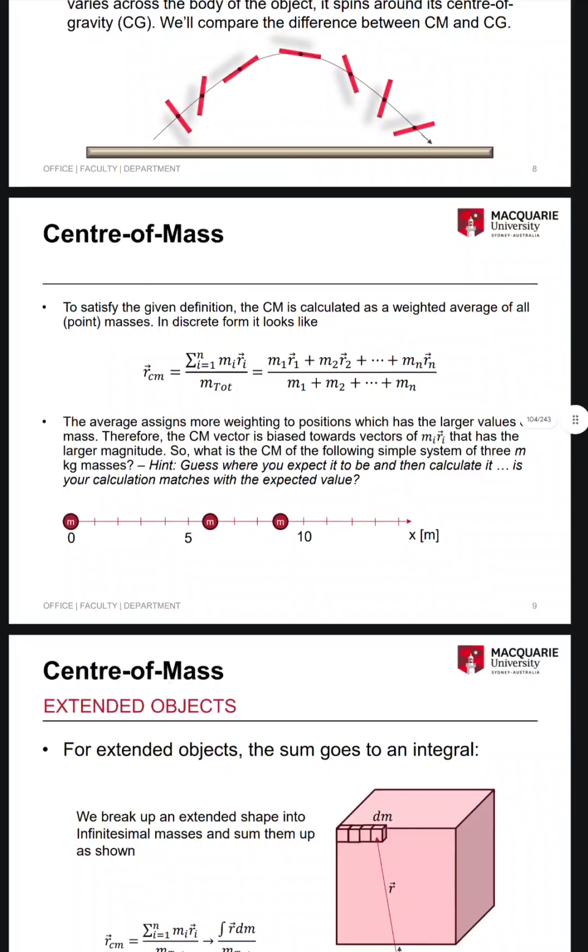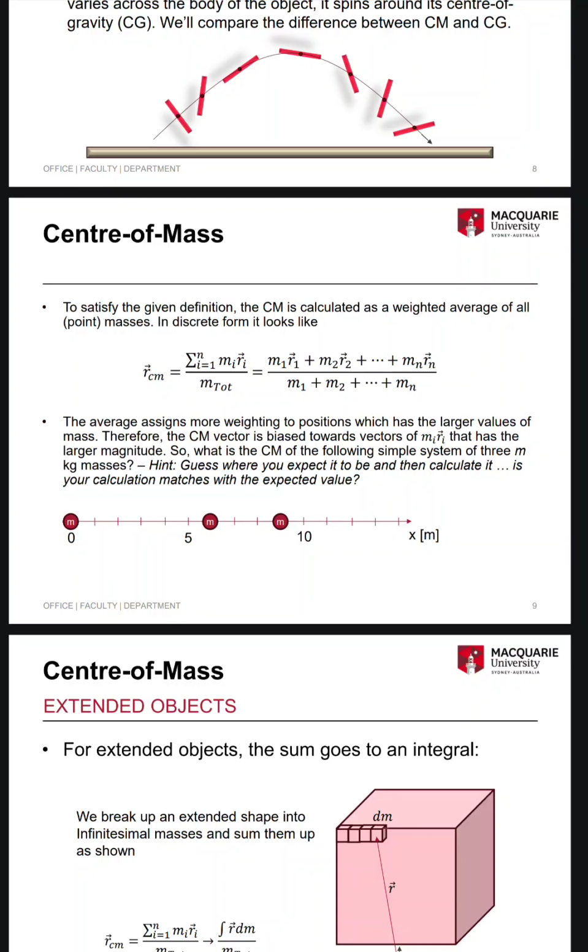Center of mass. To satisfy the given definition, the Cm is calculated as a weighted average of all point masses. In discrete form, it looks like Rcm equals summation i equals 1 to n of m_i r_i by m total, that is, m1 r1 plus m2 r2 plus up to mn rn by m1 plus m2 up to mn. The average assigns more weighting to positions which have the larger values of mass. Therefore, the Cm vector is biased towards vectors of m_i r_i that have a larger magnitude.